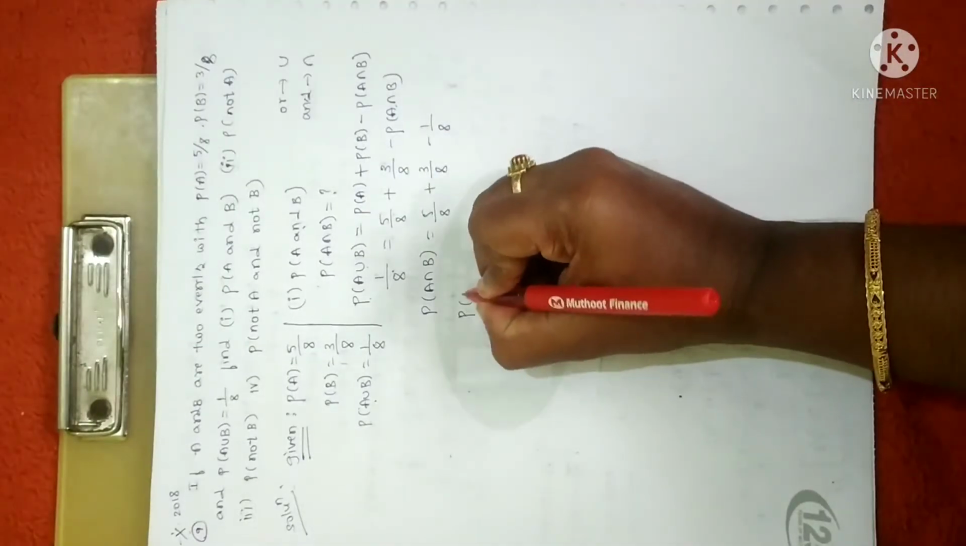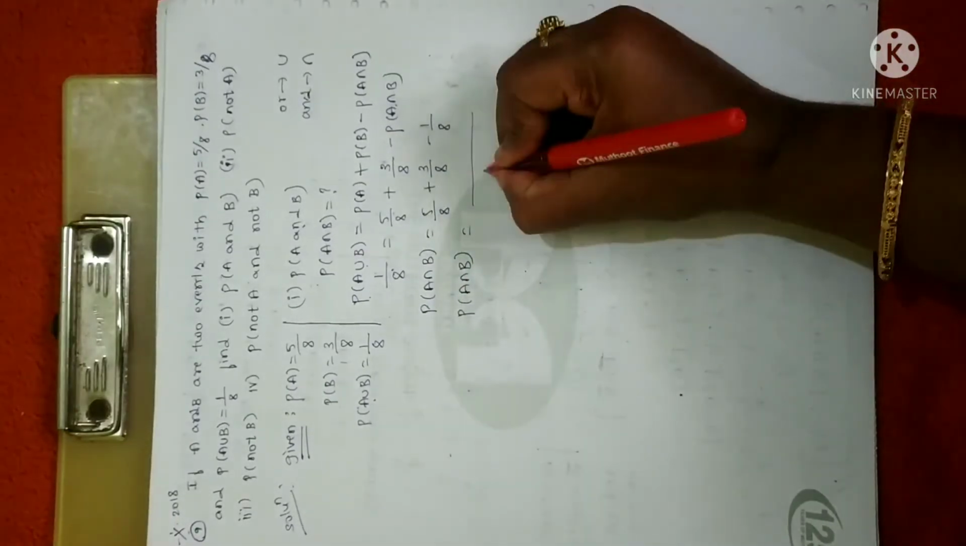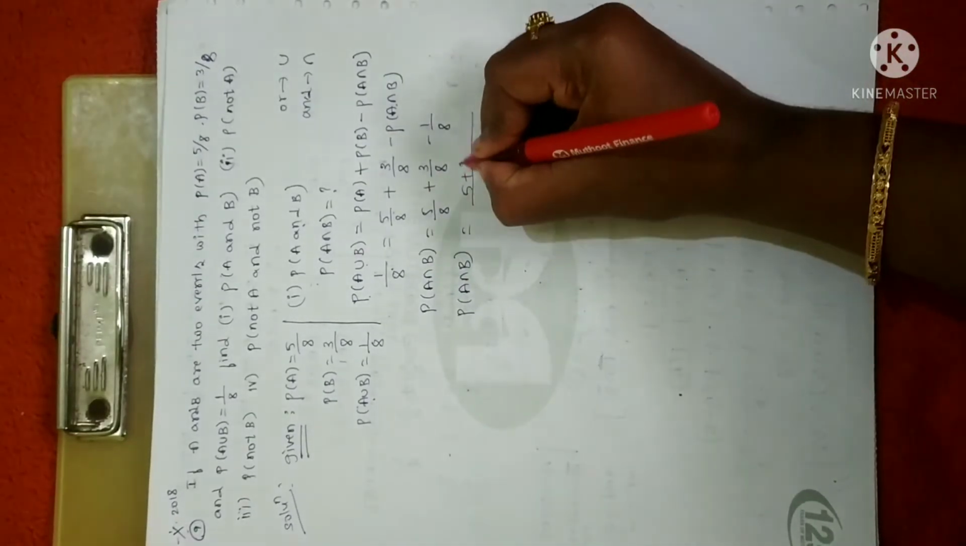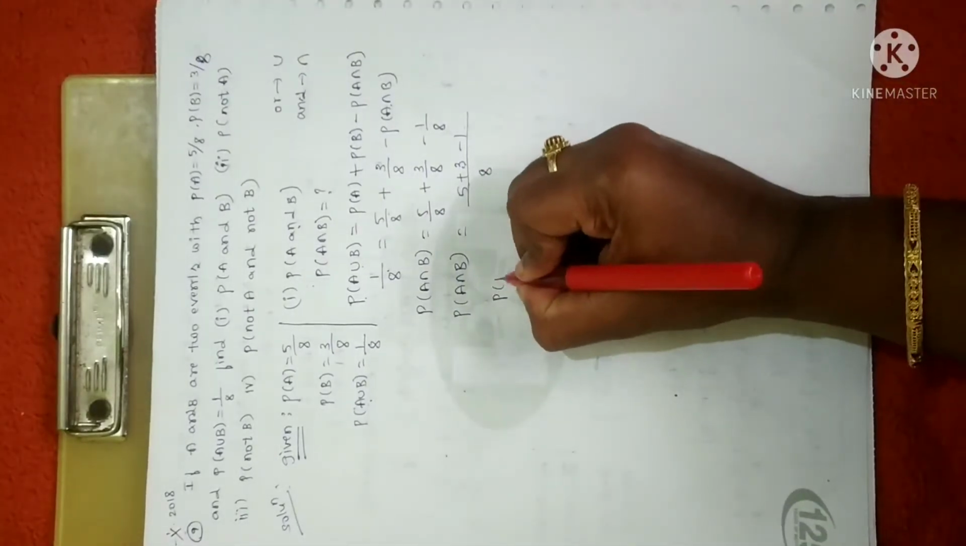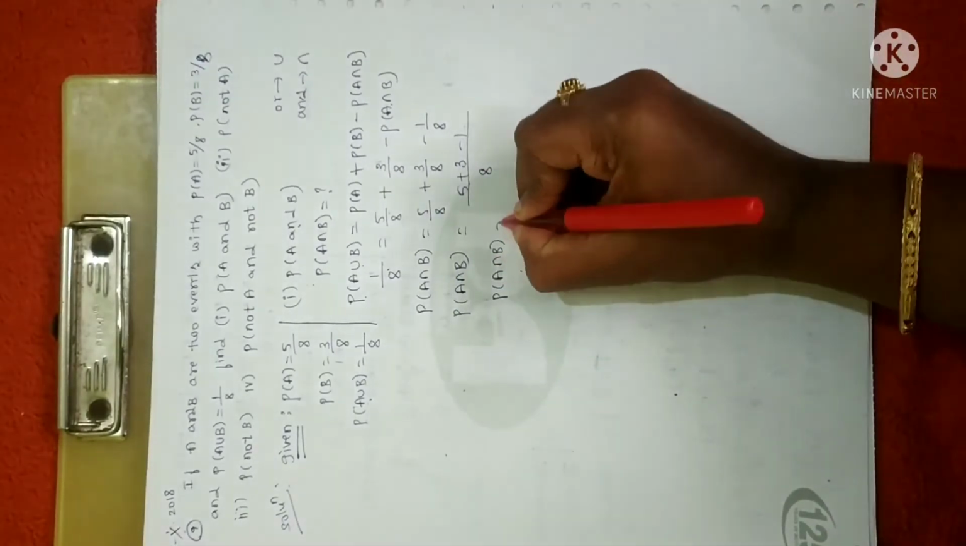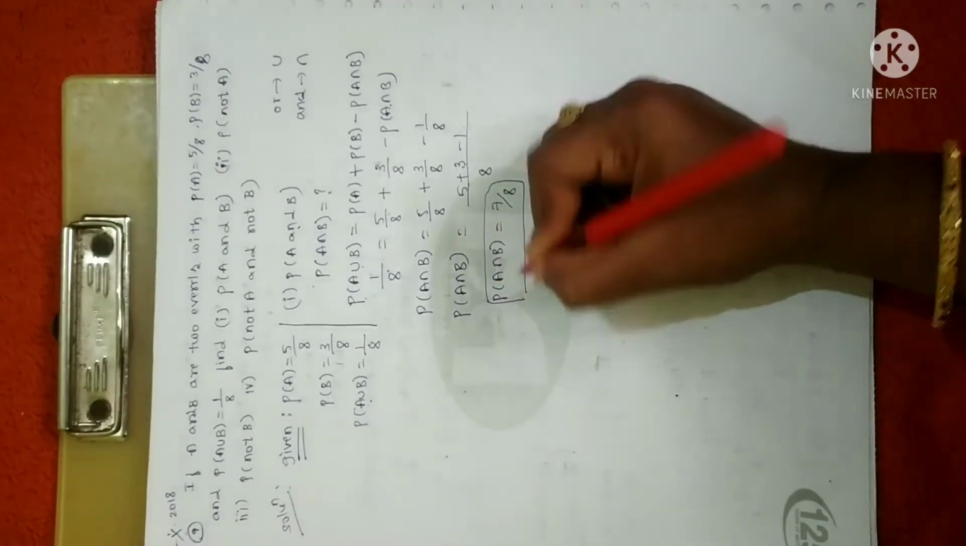Now probability of A intersection B. Let us take the LCM. So LCM for 8 is 8 only. So you will get 5 plus 3 minus 1. 5 plus 3 is 8. 8 minus 1 is 7. So probability of A intersection B is 7 by 8. So this is the solution for the first one.